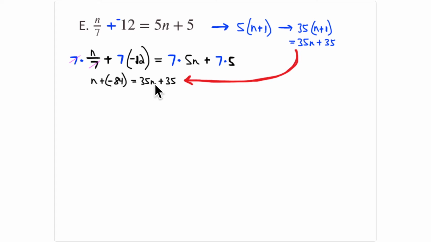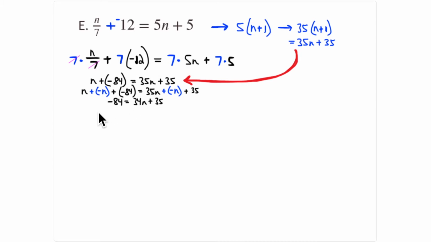Now I want to get rid of this n on this side. So I'm going to add a negative n to this positive n to make this equal to 0. I could add a negative 35n to each side, but that's going to make these n's negative, and I'd rather have them be positive. It's just easier to work with positive variables. So I'm going to add a negative n to this side, get rid of this positive n, and do the same thing on this side.